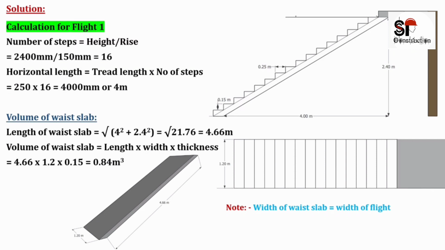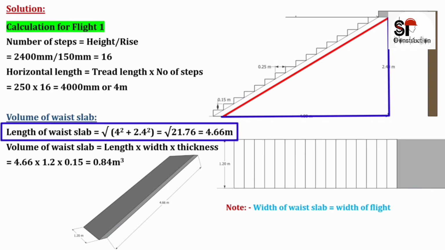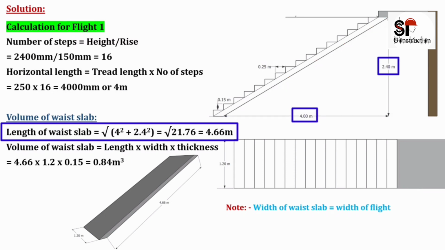To calculate the volume of waste slab, we need to know the dimensions of waste slab. The length of waste slab will be calculated by applying the Pythagoras theorem in this triangular section. So the length of waste slab will be equal to under root base square plus perpendicular square. Base of this triangle is 4 meter. Perpendicular is 2.4 meter. So on substituting these values, the length of waste slab will be equal to 4.66 meter.